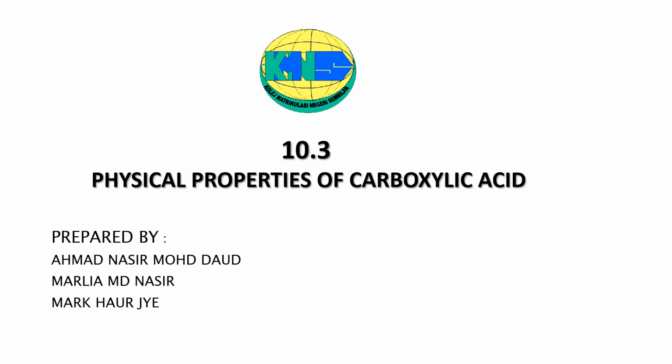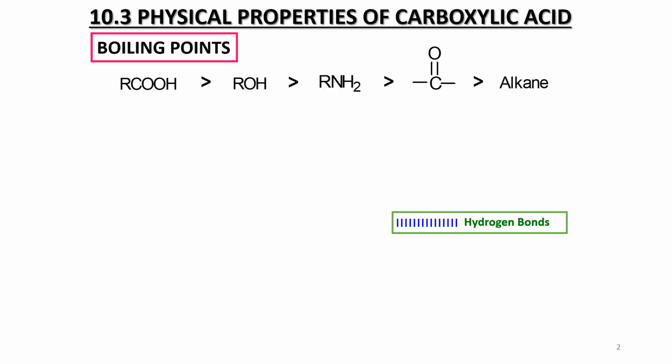10.3 Physical properties of carboxylic acid. First, we look at physical properties of carboxylic acid in boiling points.